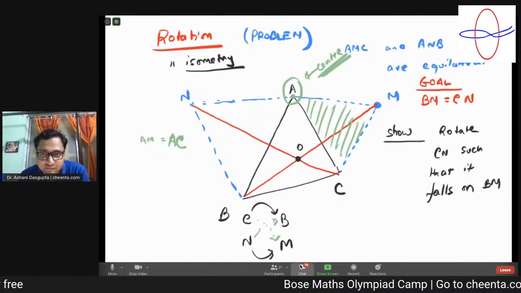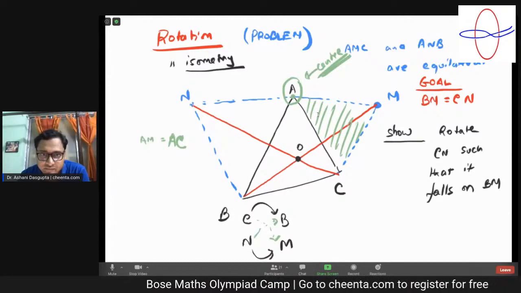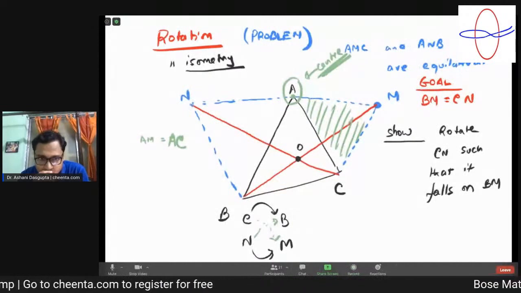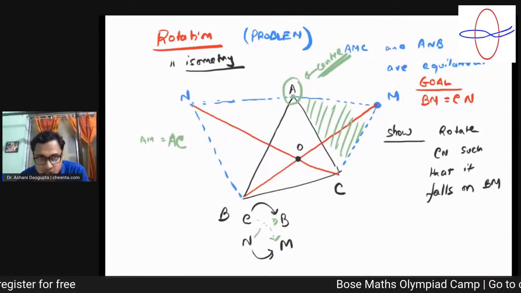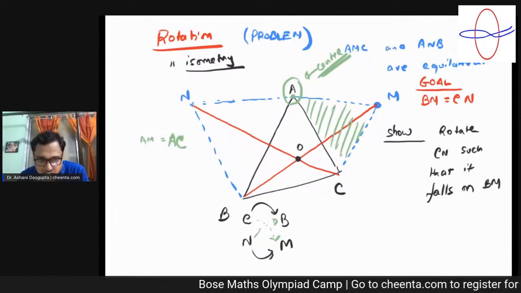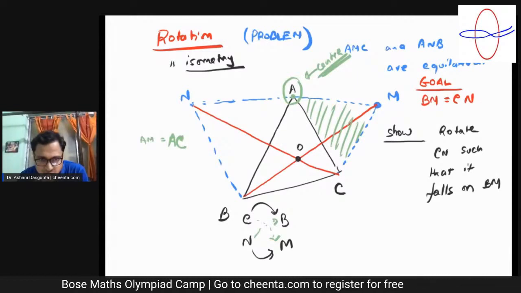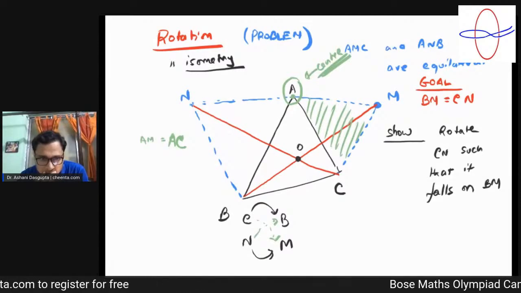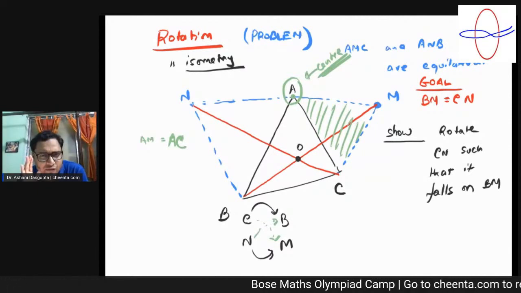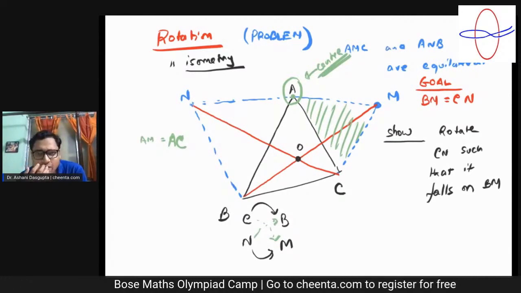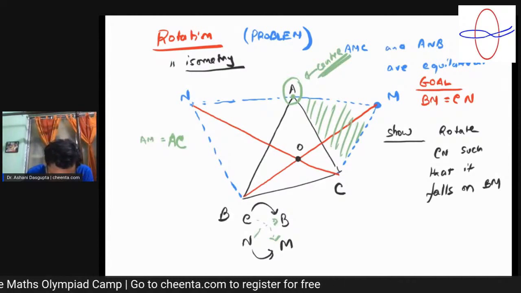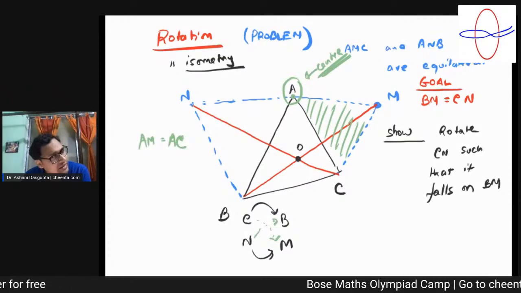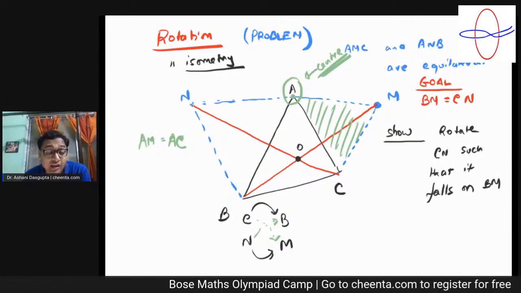Sir, if we rotate this triangle ABM, and assume that it coincides with the other triangle, then we can see clearly that BM will fall on CN. Okay, where will AM fall? Sir, AM will fall on CM. No, look at the triangle, this one. It will fall on AC. Okay, someone else said AC.